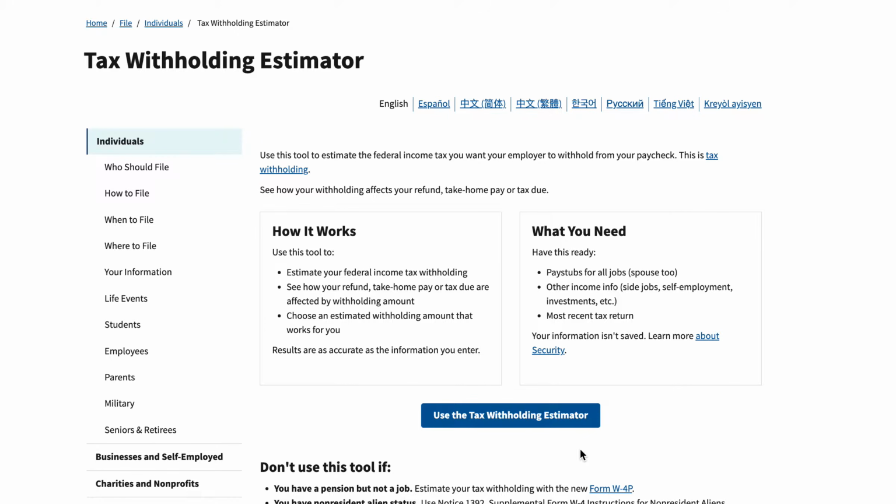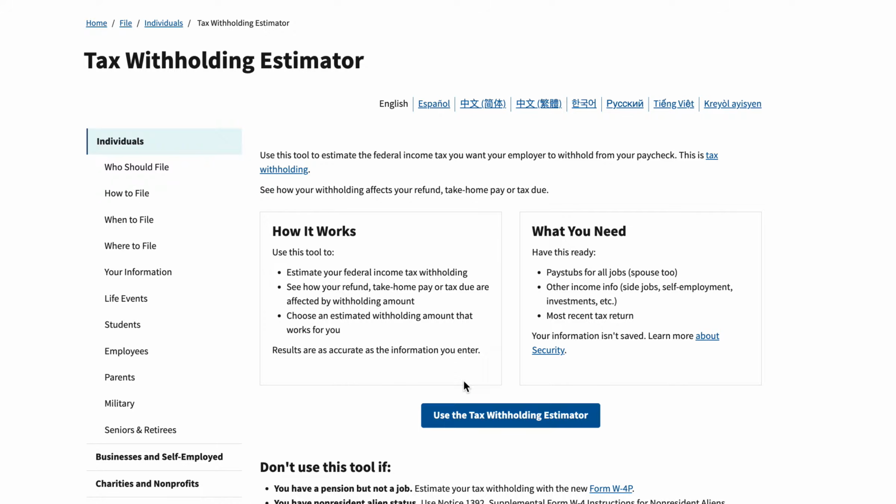Through how to use the tax withholding estimator that is located on the IRS website. There is not a whole lot that you need for this tax tool, which is free. And before we get into it, I'll walk through a couple of things that you should probably know.